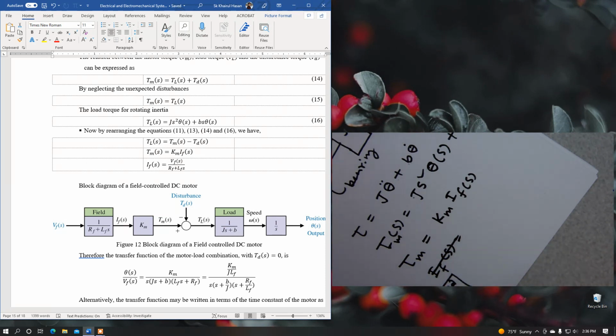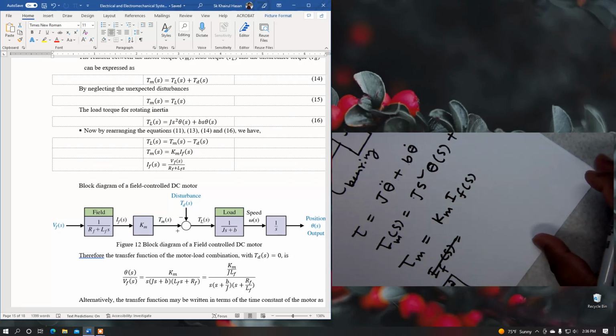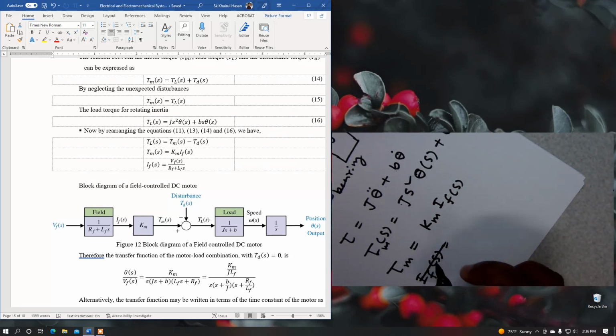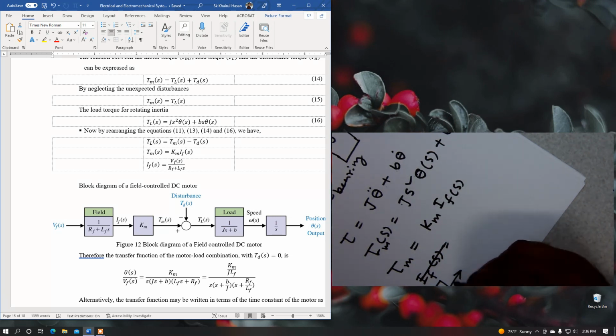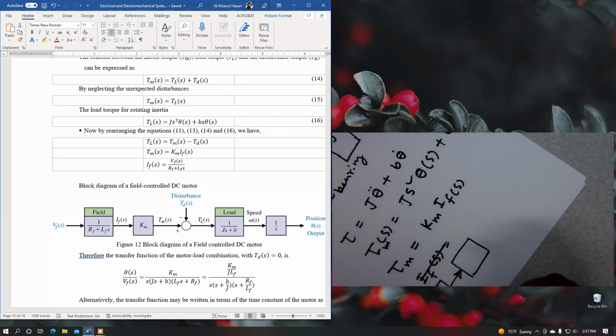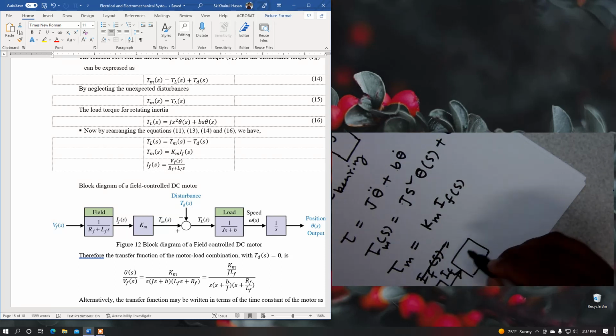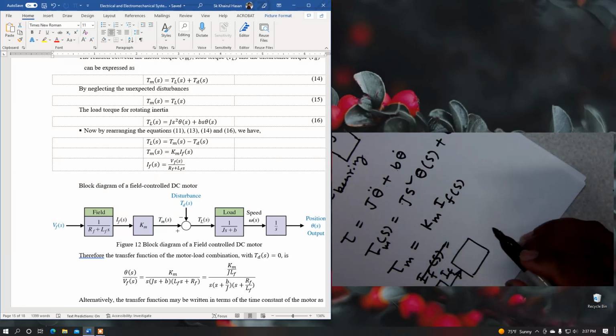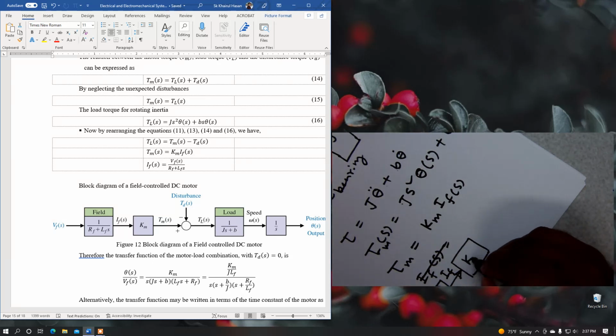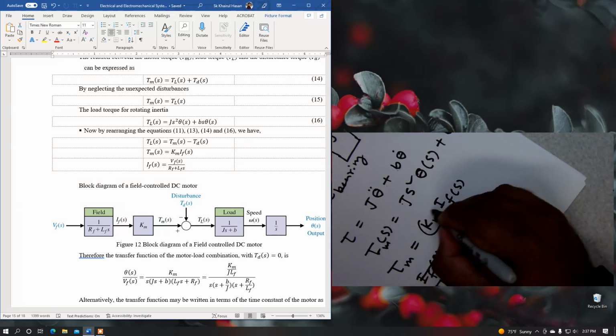So we are applying this voltage to the motor field, and the motor field equation is 1 over RF plus LFS, right? When we apply the field voltage, the current flows through the field circuit or field coil, and as a result, IF is the amount of current flowing through the field, and here is the proportional constant Km.